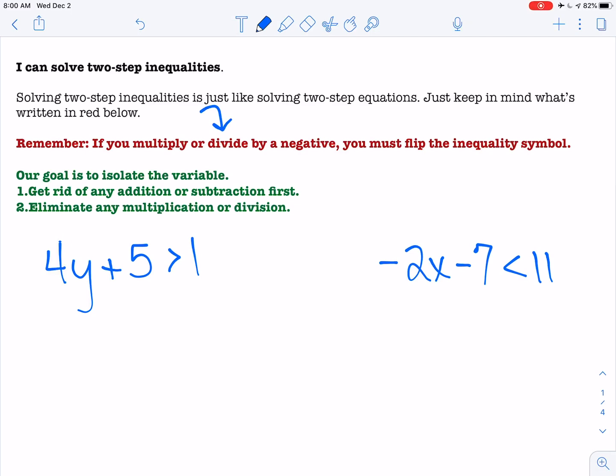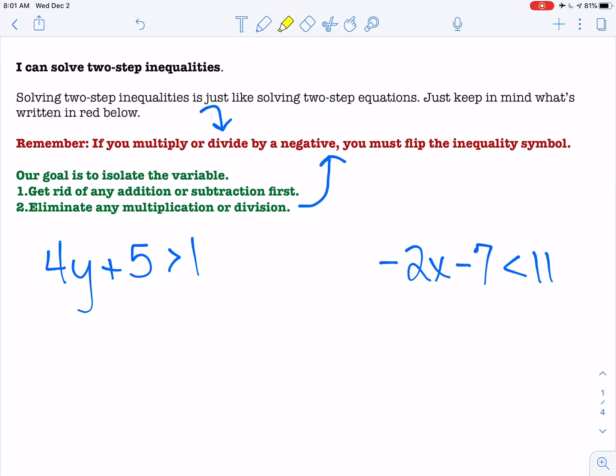You'll see I have written here in green that our goal is to isolate the variable. We're going to get rid of any addition or subtraction first, just like we would do if we were solving an equation. And then we're going to eliminate any multiplication or division to try to get that variable by itself. But we're going to keep in mind that while we're doing that multiplication or division, if I multiply or divide by a negative, we have to flip our symbol. So let's look at a couple examples here.